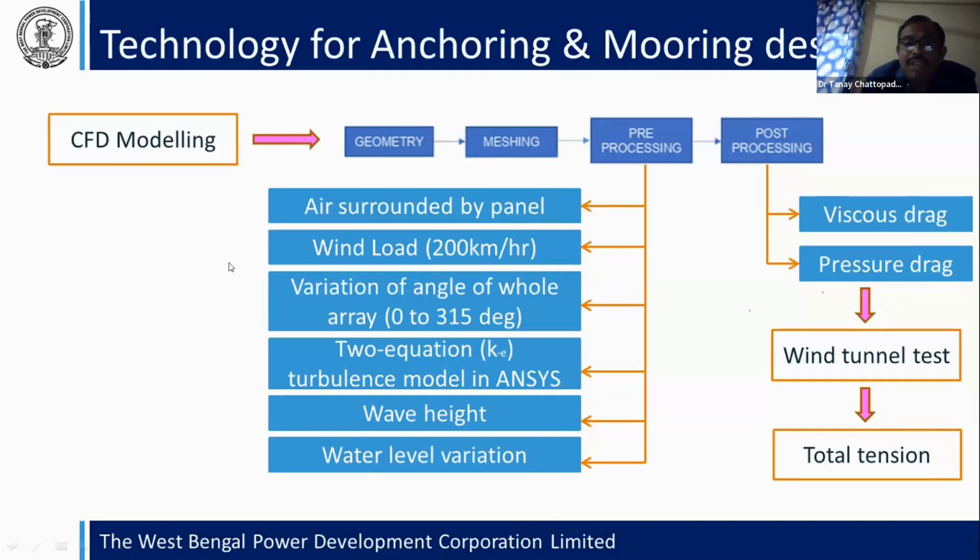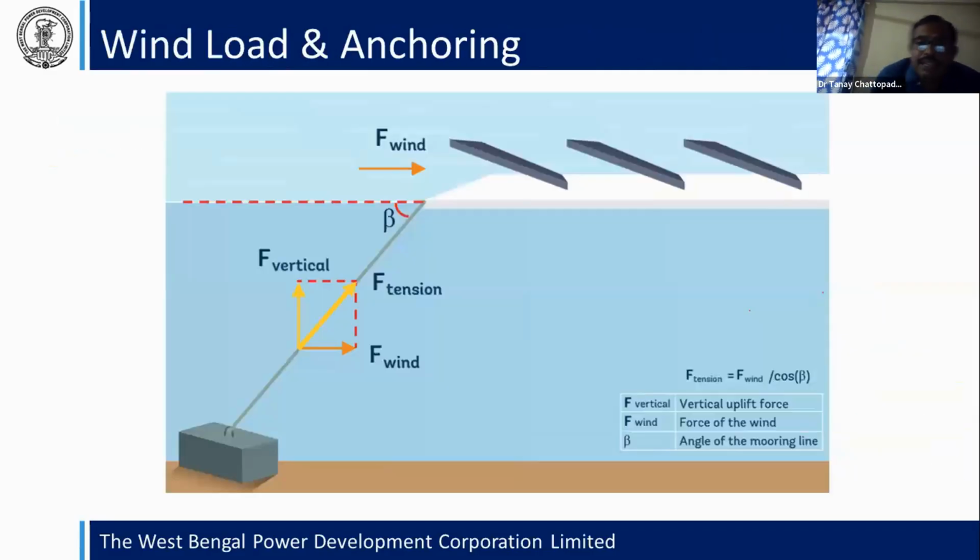And after this calculation, we get the viscous drag and the pressure drag from this CFD modeling, and it is also tested with the wind tunnel test. Actually, this wind tunnel test we performed at IIT Guwahati. After the wind tunnel test, we get the total tension of the system of the total floating array, and then this type of floating system and anchoring system is considered.